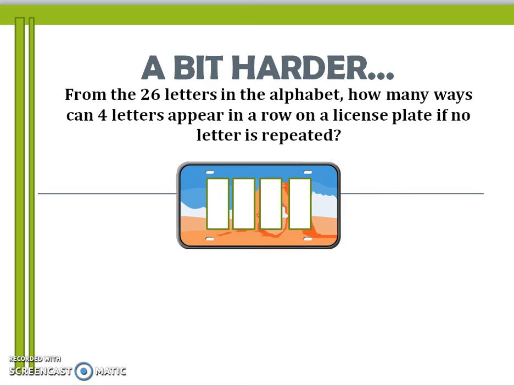Now, let's make it just a touch harder. Not much, though. If I say from the 26 letters in the alphabet, how many ways can 4 letters appear in a row on a license plate if no letter is repeated? That means once I've chosen from the 26 possible for the first, whether I choose S or A or whatever letter, I now only have 25 options for my next.